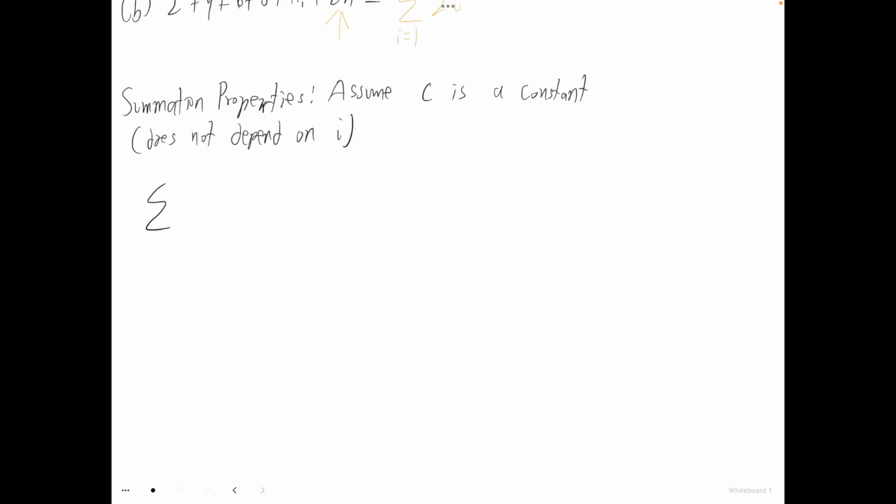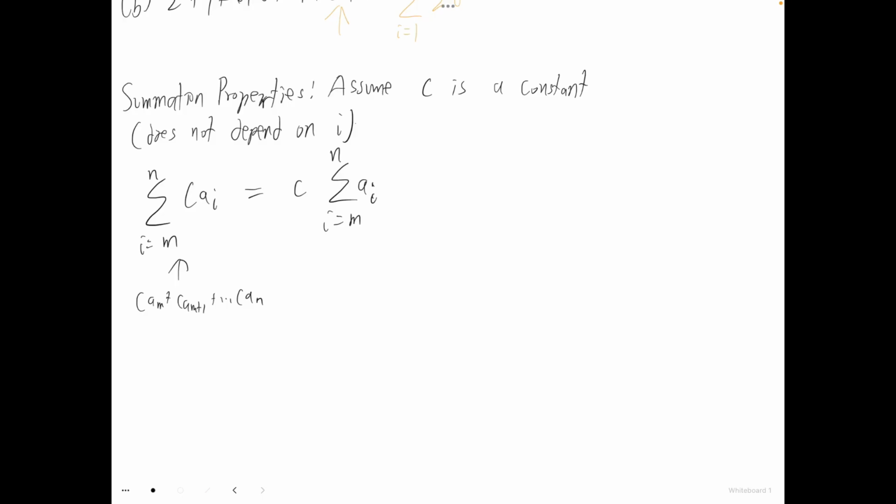And so if we take the sum from i equals m to n of c times a sub i, this equals c times the sum from i equals m to n of a sub i. Now all we're doing here is the distributive property. This is like the distributed out form, so this is like c a sub m plus c a sub m plus 1, and so on to c a sub n. All we're doing is pulling the c out in front of everything, adding all the a sub i's up, and then multiplying by c. So we're kind of undistributing in this property.